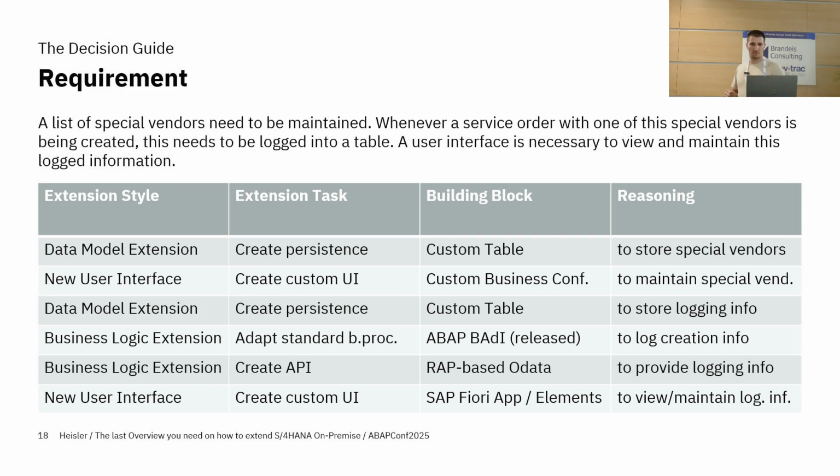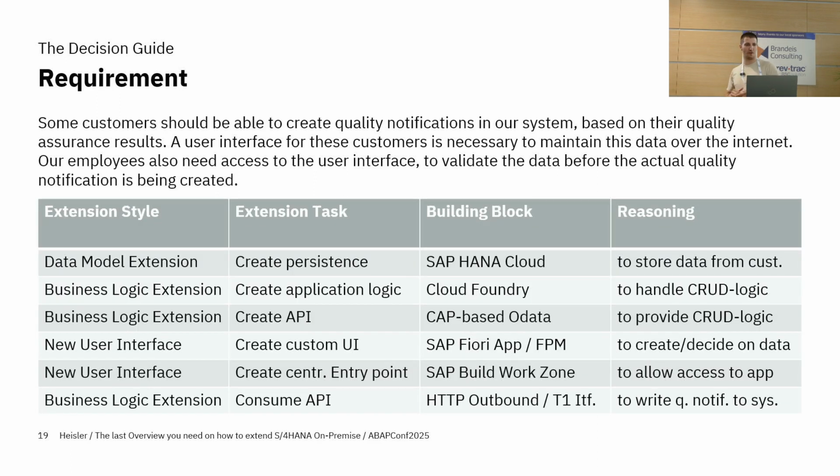I also have a second requirement, but I guess we don't need to do that now. This one would allow us to also integrate the BTP. Basically, some external company wants to maintain, for example, quality notifications or whatsoever in our system. And as we have an external company here without SAP accounts in our system, we'll use the BTP. If we check it out, we'll have persistence in the HANA Cloud to store the data, Cloud Foundry to handle the API and CRUD logic, a CAP-based OData service, and the Fiori app on top of that. And in the end, it will all be moved to our backend with a hopefully released interface.